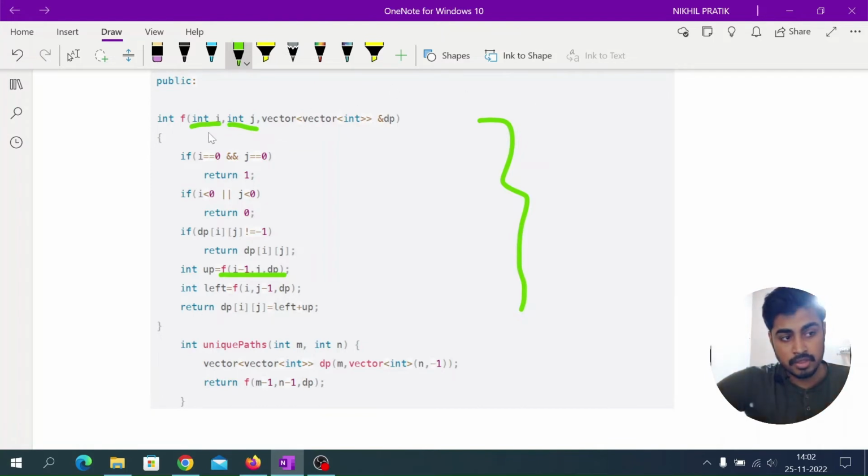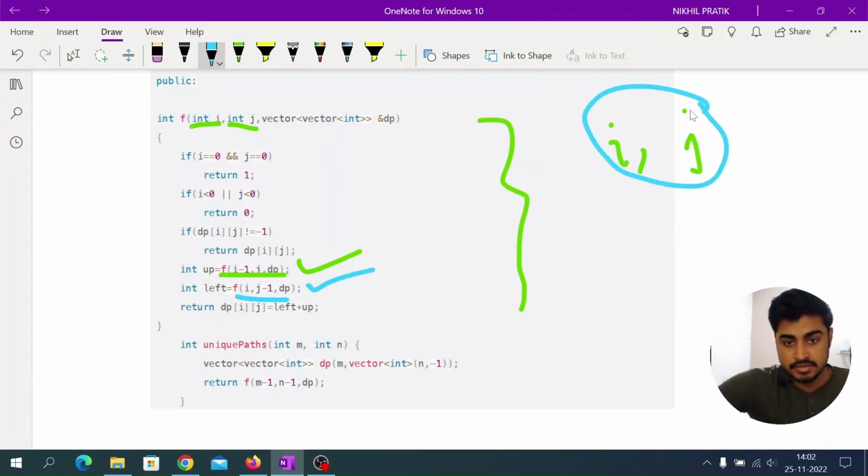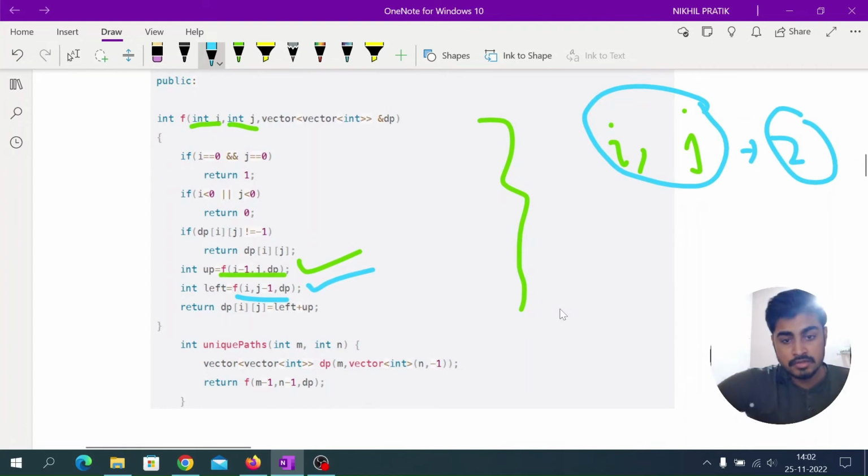The components that are getting changed are i and j, right? In this function i is getting changed to i minus 1, and in this case j is getting changed to j minus 1. So there are a total of two variables that are getting changed. In this case the number of things getting changed is 2. You should be able to guess that by seeing the recursive function itself.